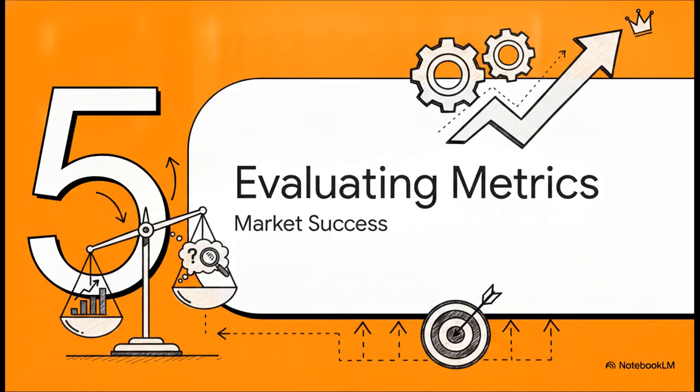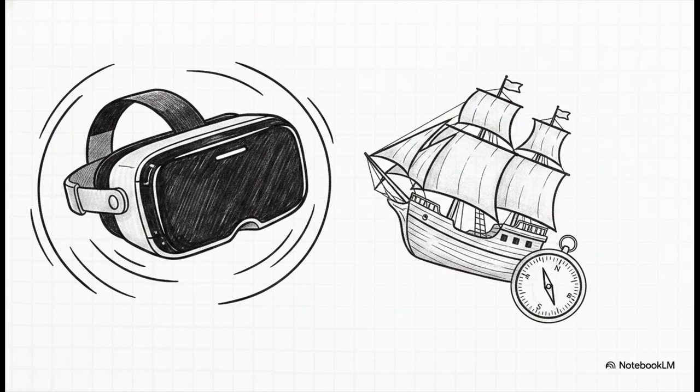And finally, Section 5, Evaluating Metrics for Market Success. We've now reached the absolute pinnacle of A-level assessment, AO4 evaluation. This is where we have to weigh up the usefulness and, crucially, the limitations of the very metrics we've just learned to calculate. Let's contextualize this within a highly dynamic sector like the B2B technology market.